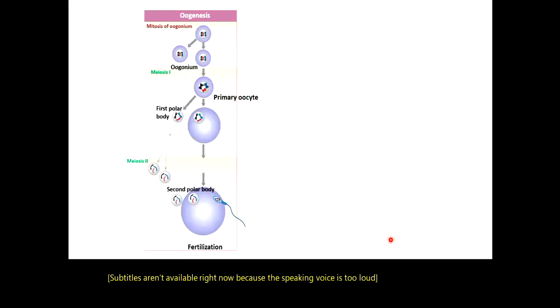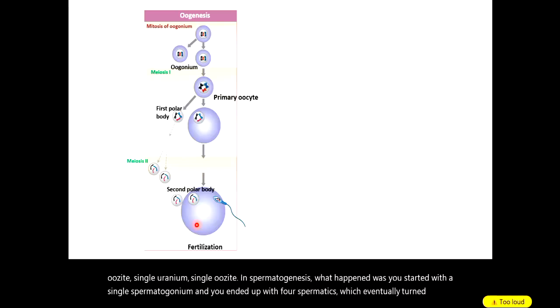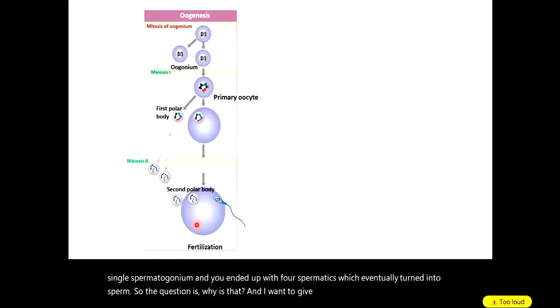So at the outset, you'll see that you start with a single oogonium and you end up with a single oocyte, right? Single oogonium, single oocyte. In spermatogenesis, what happened was you started with a single spermatogonium and you ended up with 4 spermatids, which eventually turned into sperm. So the question is, why is that?